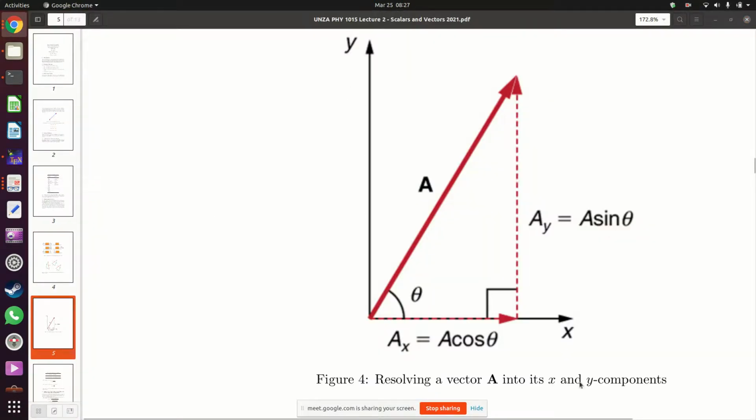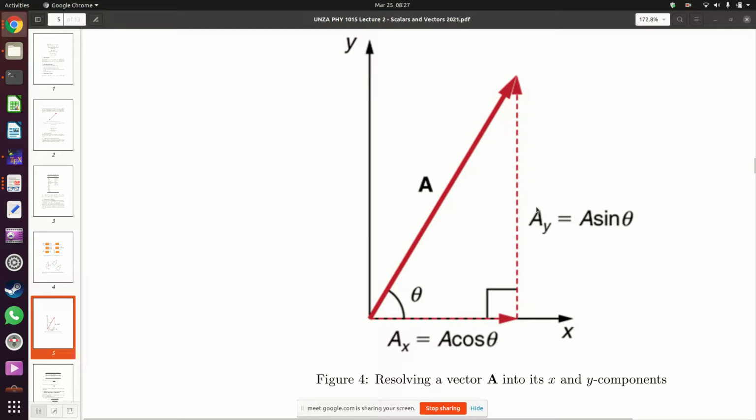Is it clear here on how you get your x component and how you get your y component? So always we are going to be multiplying. If we are looking for the x component of a vector, we multiply the size of the vector by the cosine of this angle. This is the angle between the x-axis and the vector, this theta. So AX, you multiply the size of the vector by the cosine of the angle.